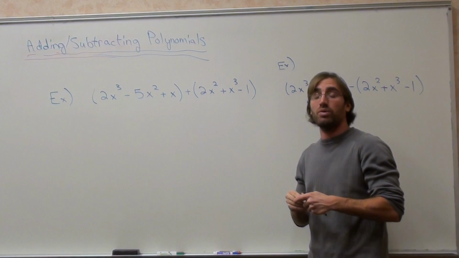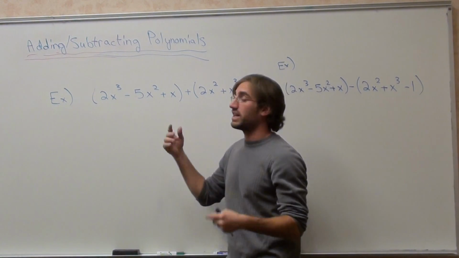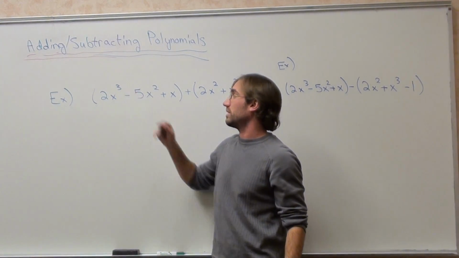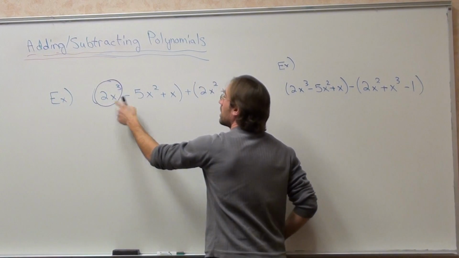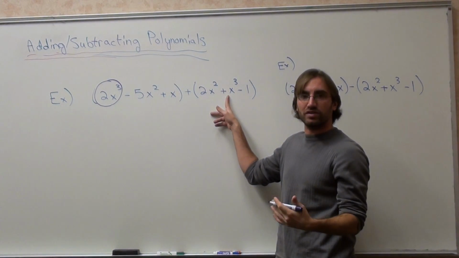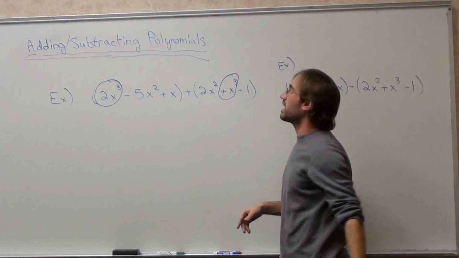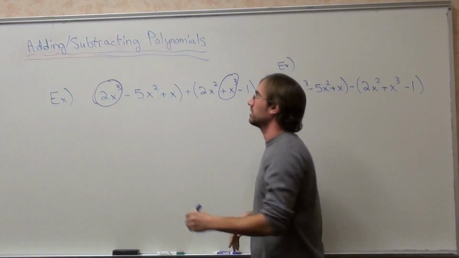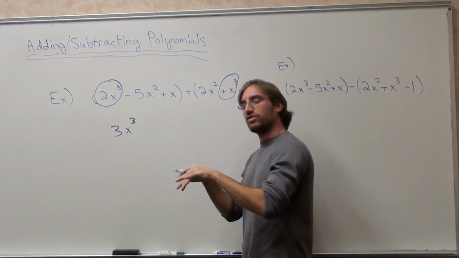So let's get started. What we do is we start from highest degree to lowest degree. So the highest degree is the highest exponent, and it happens to be a 3. So let's find 2x cubed plus 1x cubed. And if there's no number in front of a variable, it means it's a 1. So 2x cubed plus 1x cubed is 3x cubed. You add only the numbers in the front, not the exponents.